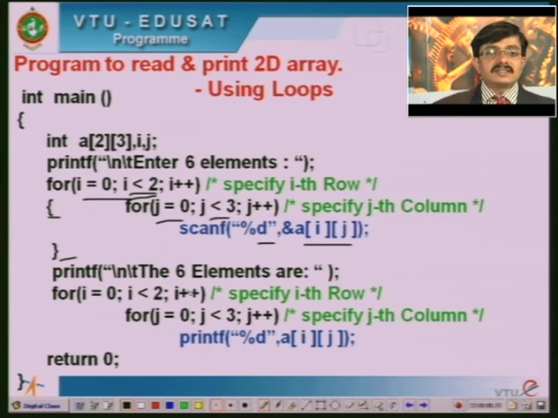Now to print the six elements of the matrix, like i is equal to 0, i less than 2, i plus plus, I can use the same statement, and here instead of ampersand, we print the elements. Here we have to mention the element, since we are just printing the elements of the matrix. This is the way how I can use the looping construct to read and print the matrices.